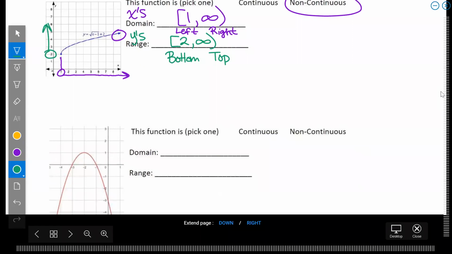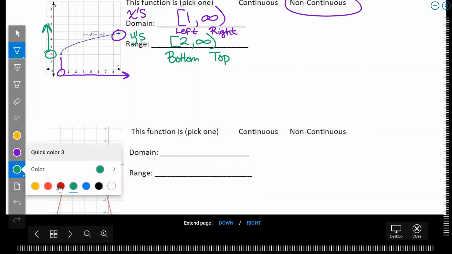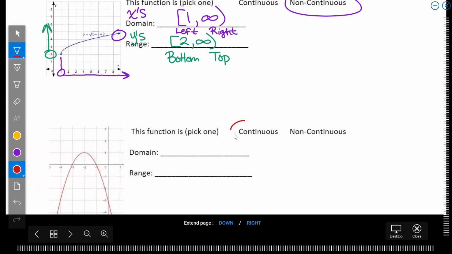Let's look at the one on the bottom here now. This parabola, does it go forever to the left and to the right? Yes. So this is continuous. And when it is continuous, that means my x-axis, since it goes forever left and right, is negative infinity to positive infinity.